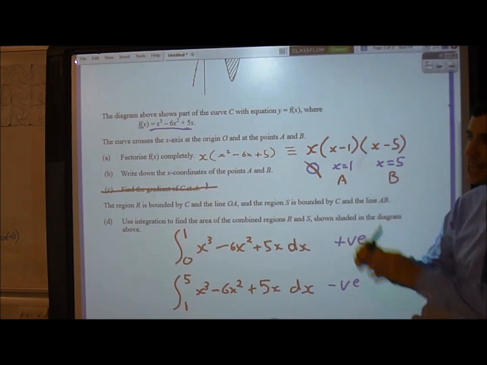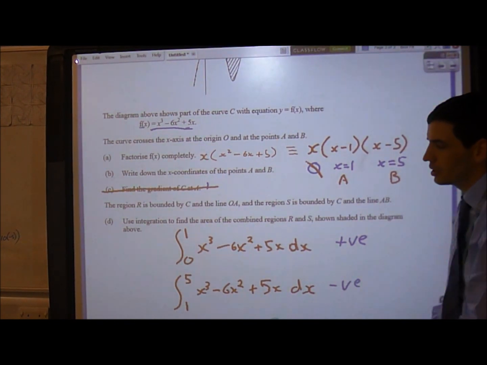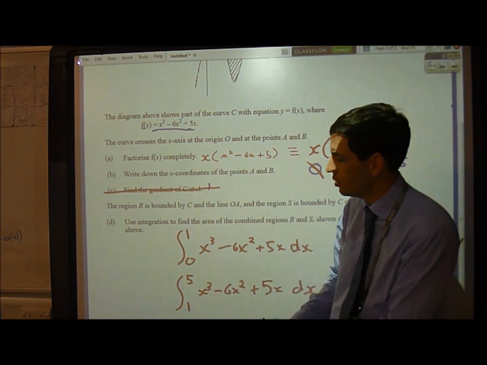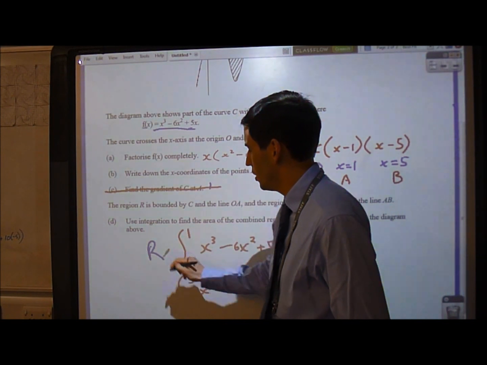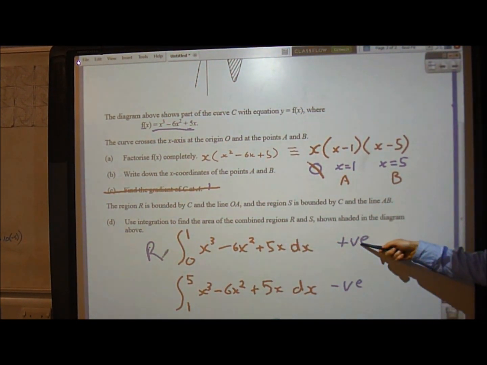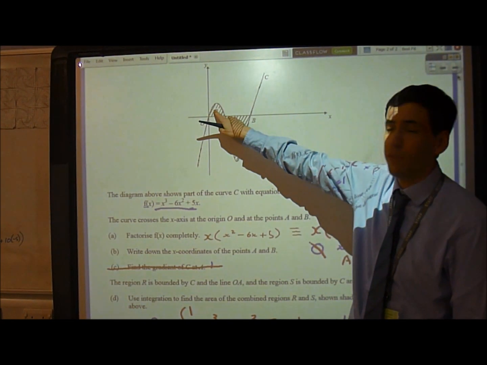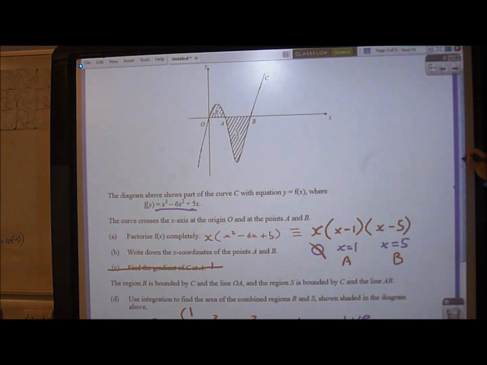All you have to do, it's exactly like the last example, but we're just going to be careful to split the two parts up. I'm going to do the region R, that's between 0 and 1. I integrate my function, that'll give me a positive answer because it's above the x-axis.